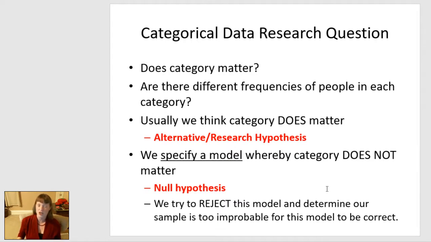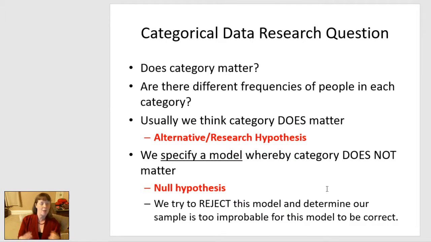You can ask this question: does the category seem to matter at all? In this group of people, is there a preference for one category or another? Where we have some research or alternative hypothesis that says it does matter, where we say people have a preference. One of these categories is going to have a whole lot more people in it than the other category.